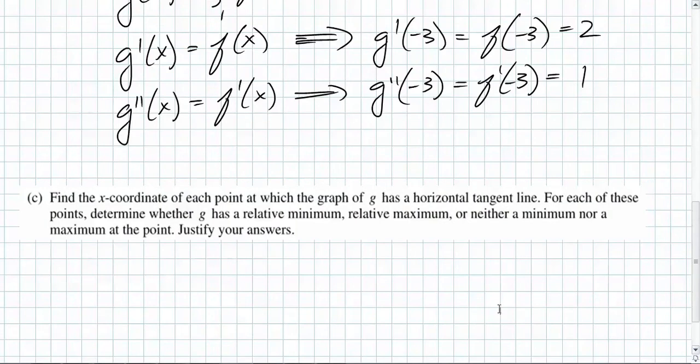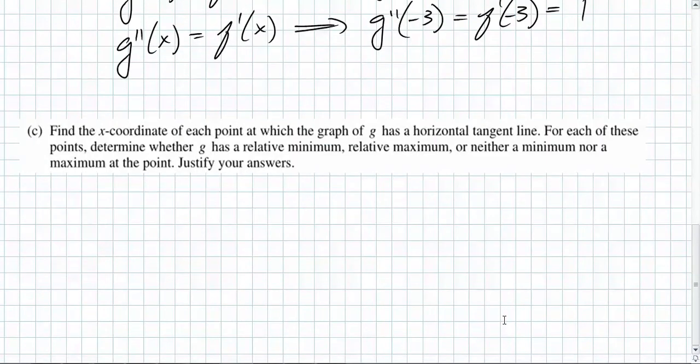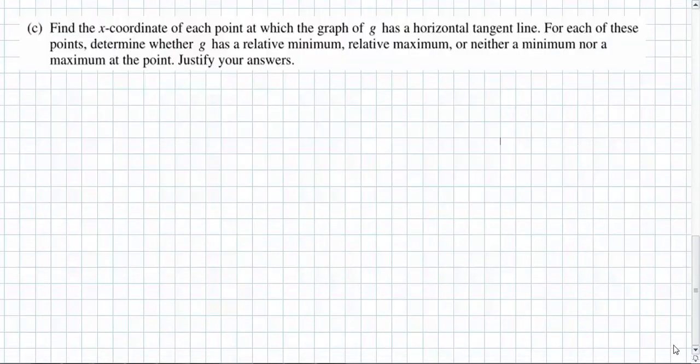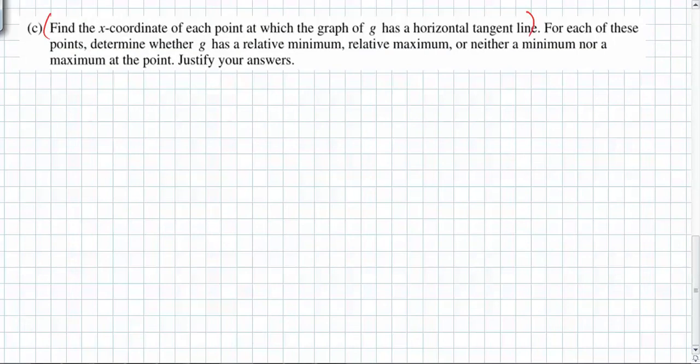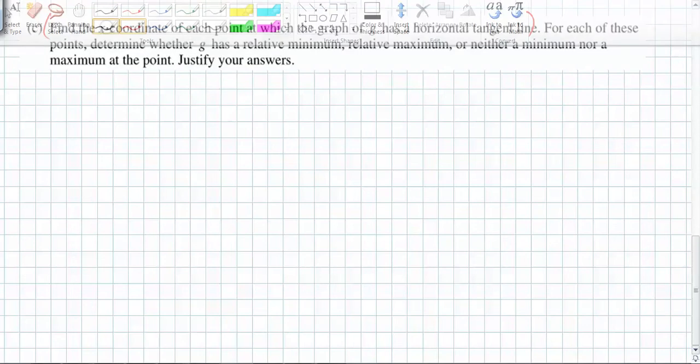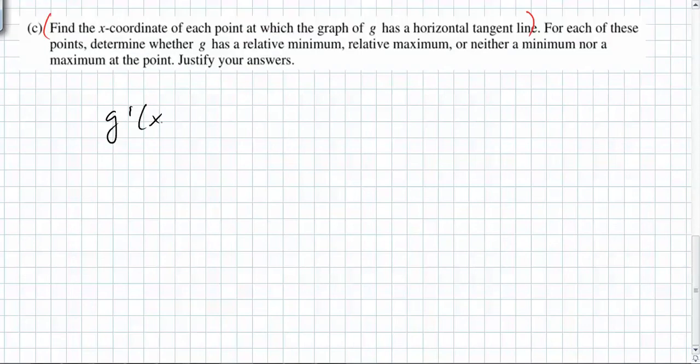Look what it says. Find the x-coordinates of each point at which the graph of g has a horizontal tangent. So let's just stop there. Horizontal tangents. What is true about a horizontal tangent? Slope is what? So you know the derivative is 0 there. Well, we know that g prime of x was equal to f of x, right? So we're looking for when f of x is equal to 0.